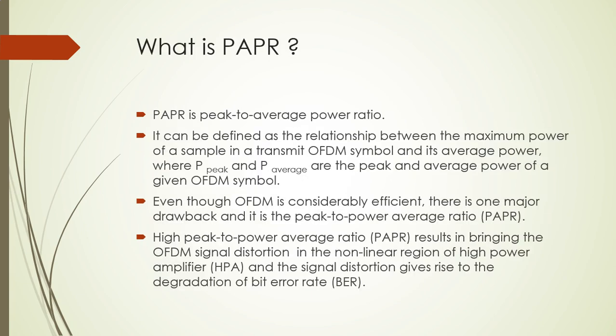What is PAPR? PAPR is peak to average power ratio. It can be defined as the relationship between the maximum power of a sample in a transmit OFDM symbol and its average power, where P peak and P average are the peak and average power of an OFDM symbol. Even though OFDM is considerably efficient, there is one major drawback, and it is the peak to average power ratio. High PAPR results in OFDM signal distortion in the nonlinear region of the high power amplifier, and the signal distortion gives rise to degradation of bit error rate.